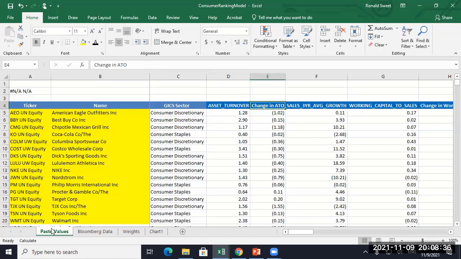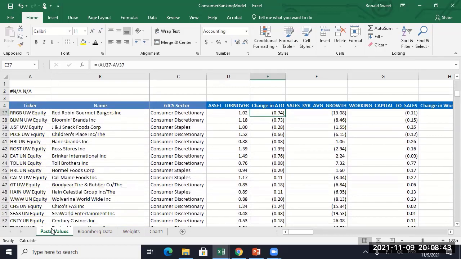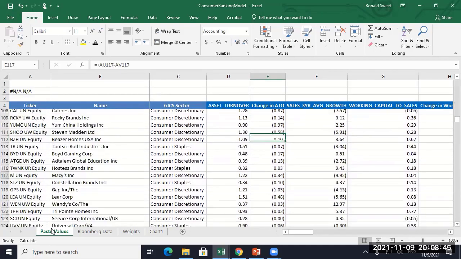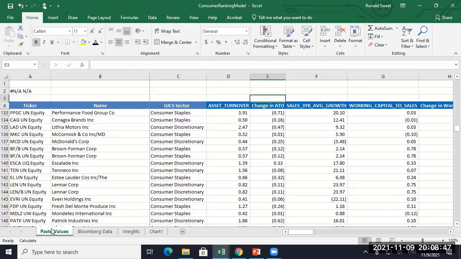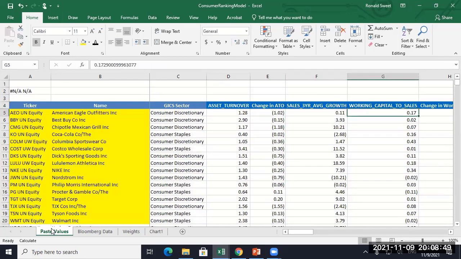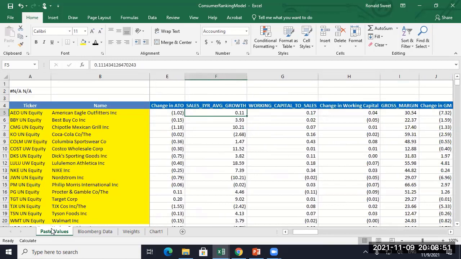Where was their asset turnover 3 years ago? Where is it today? The negative numbers mean it's getting worse. A positive number means it's getting better. You can see most of them are actually getting worse, quite a bit. I did 3 years sales growth. That's a turnover. Remember the first thing you talked about under turnover on paper 3 was the growth in revenues. So I did that.